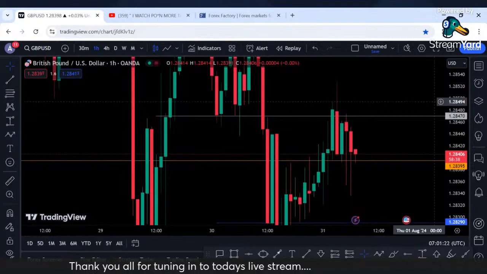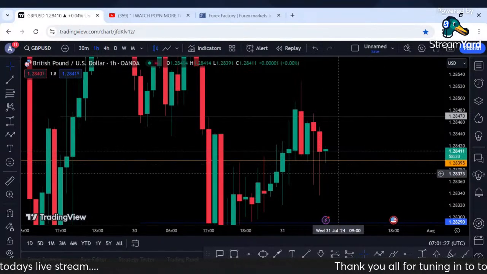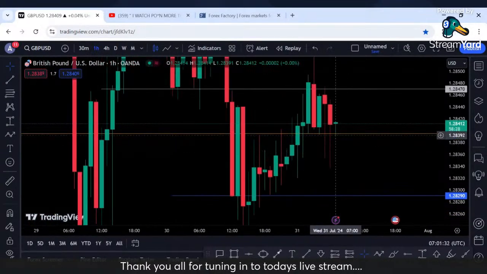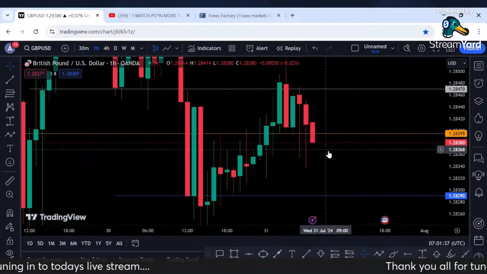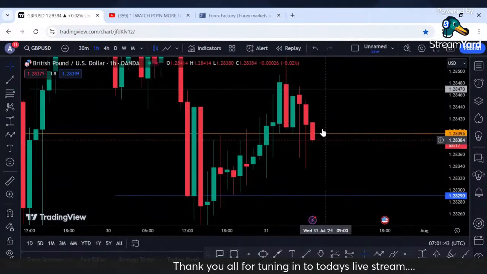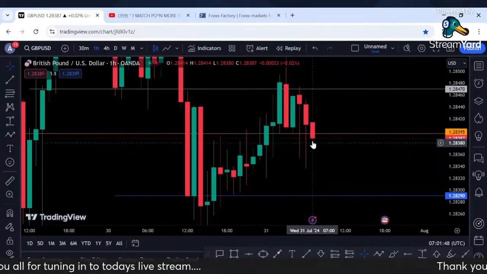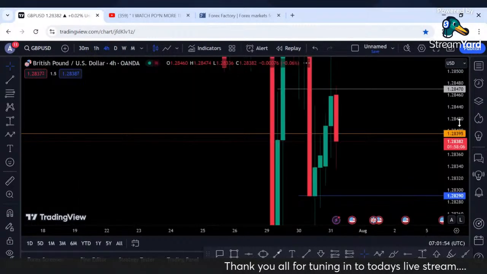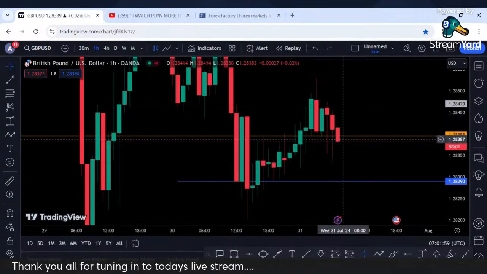The 7 o'clock candle: you see the previous candle was not able to break this zone. So you see how strong the zone is. That's why I always say you have to make sure the zone has been broken and closed before you make a decision. So the previous candle struggled to break.